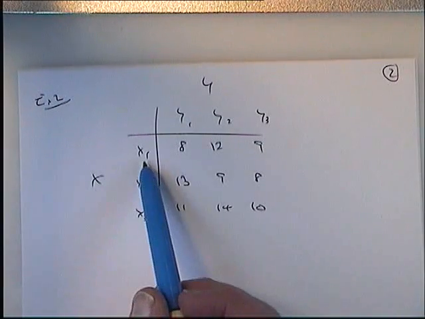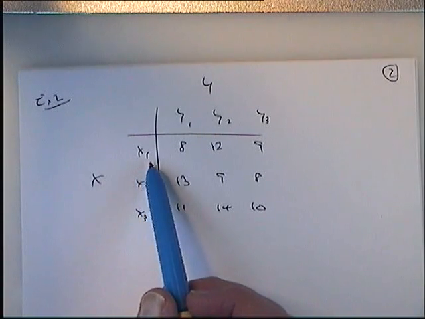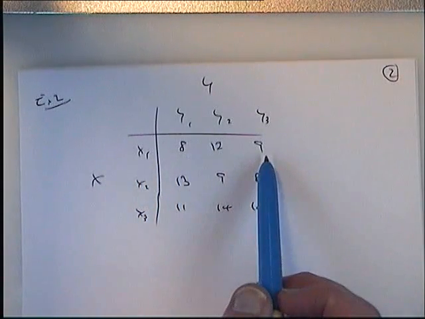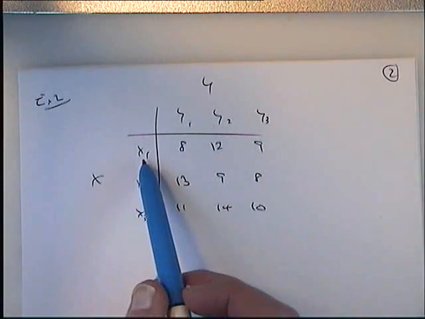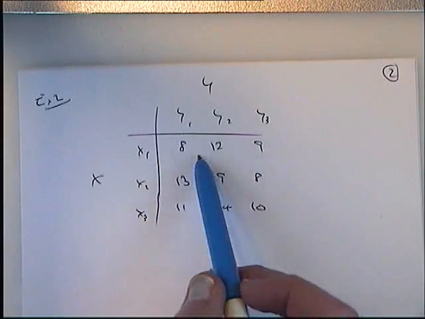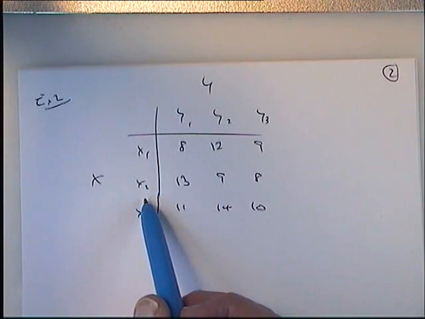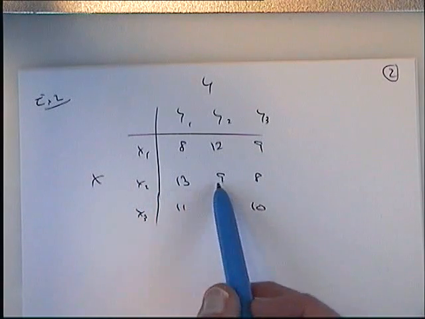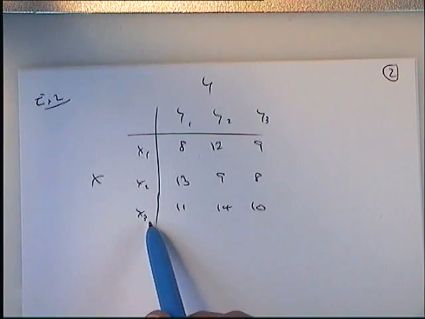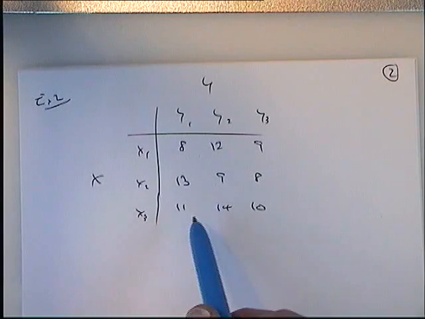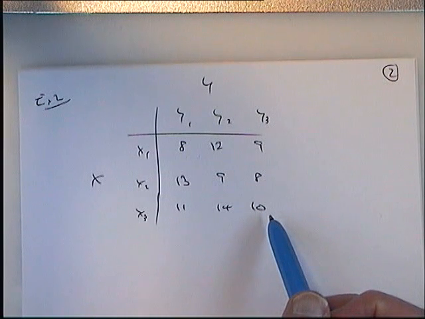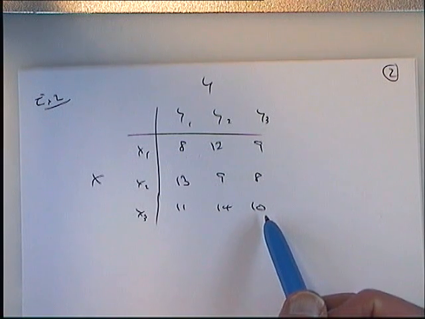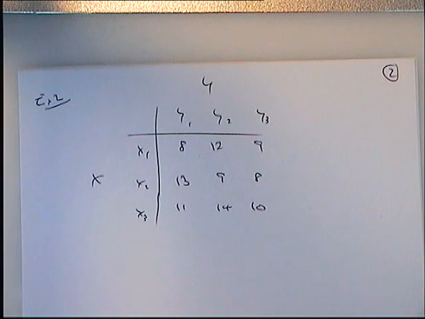If player X chose strategy 1, his gains would be either 8, 12 or 9, dependent on what player Y did, and X has no control over that. But X will know his gains will either be 8, 12 or 9. If X chooses strategy 2, X knows his gains will either be 13, 9 or 8. If X chooses strategy 3, X knows his gains will be either 11, 14 or 10. X is trying to make his life as good as possible. What he really wants to do is to try and make sure nothing really, really bad happens to him.